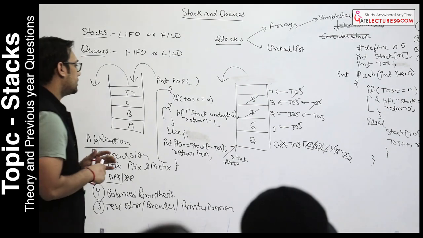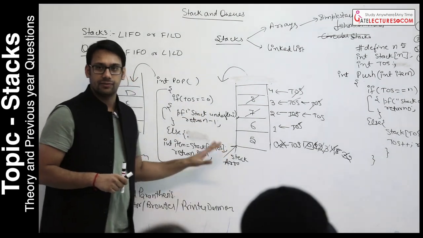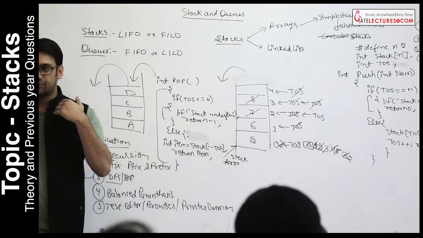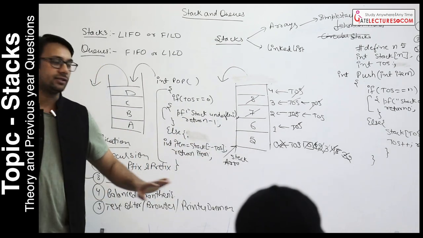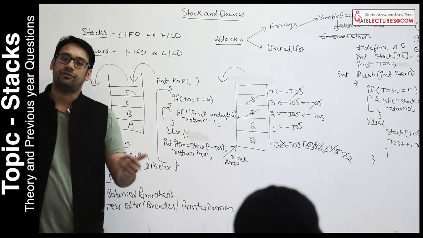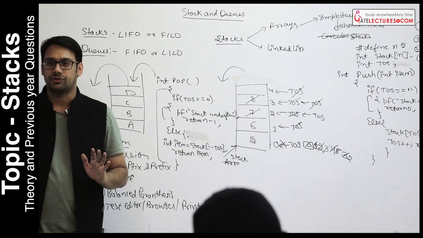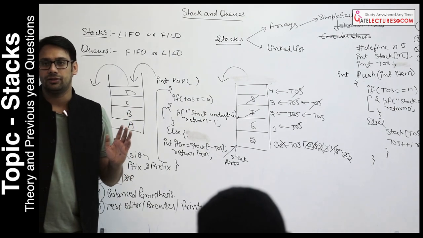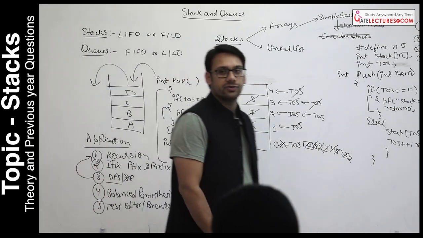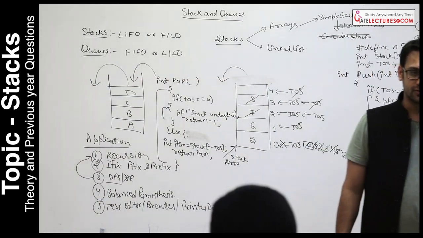See, I'm saying that this is a simple implementation. When I'm saying return -1, I'm assuming that all the items are greater than -1. This is just for representation purposes. If you return -1, then the operation was not successful. Otherwise, you can use any other number. That is your complete personal choice. So this is a very, very simple implementation of stack, and there's nothing special about stacks apart from this.